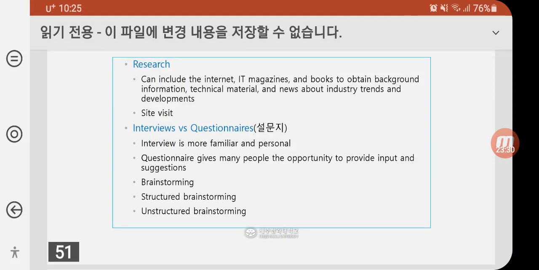Research can include the internet, IT magazines, and books to obtain background information, technical materials, and news about industry trends and development. An interview is more familiar and personal. A questionnaire gives many people the opportunity to provide input and suggestions.